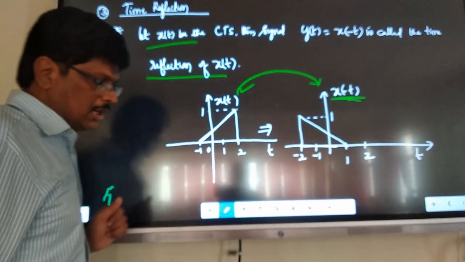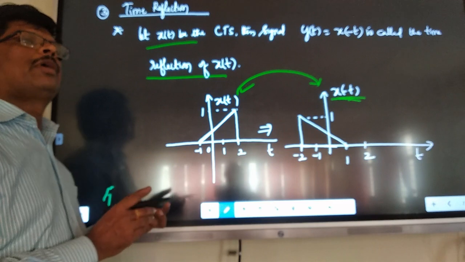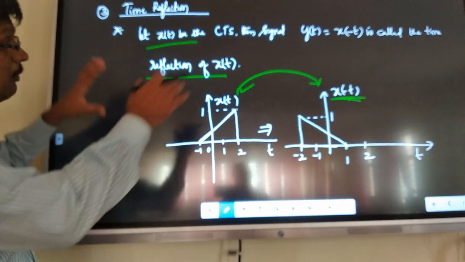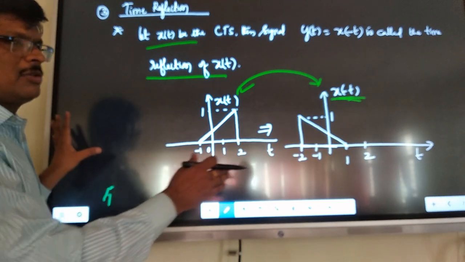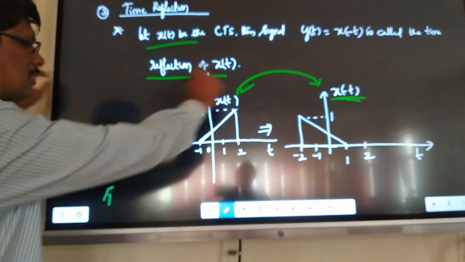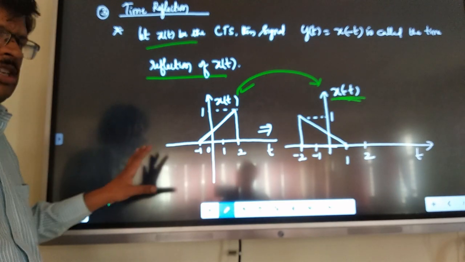In the next class, let us use all these dependent variable operations and independent variable operations, all these operations together, and we will solve one complex problem. Then we will finally plot the output signals. I will show you that. It is very, very interesting.